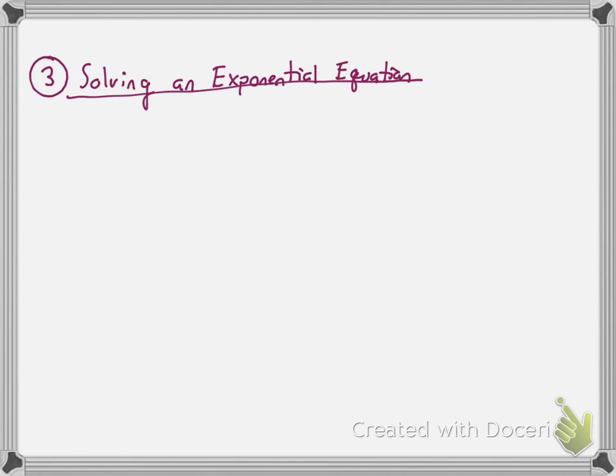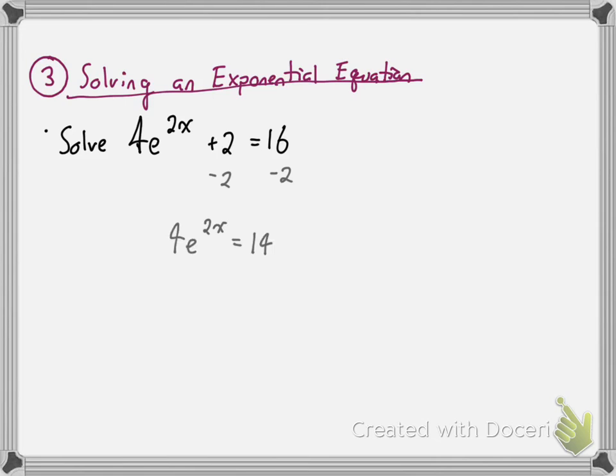Now let's work the other way for solving an exponential equation. Here I want to solve 4e to the 2x power plus 2 equals 16. First I'm going to subtract 2 on both sides. Then I'm going to divide by 4 on both sides. Now I have that e to the 2x all by itself. So now I can finally deal with that exponent.